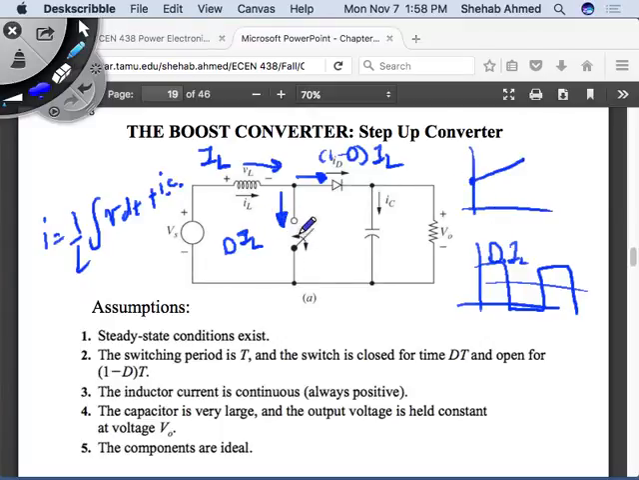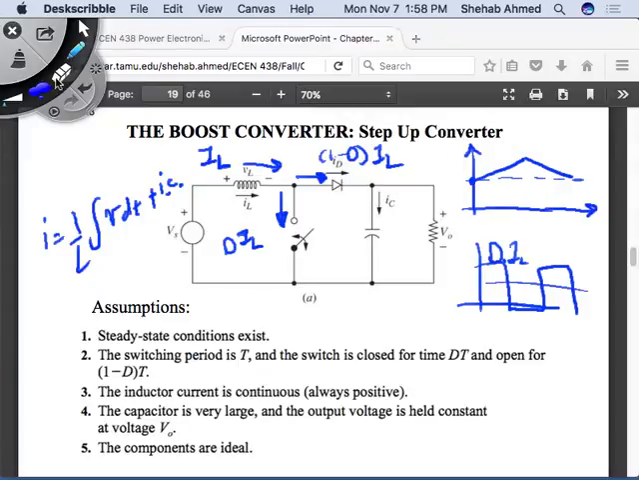And how about when the switch is open? When the switch is open, I have Vs on one side and V output on the other side. Which is bigger? V output is bigger. It's a boost converter, a step-up converter. So it's Vs minus V output, but Vs minus V output is a negative number. If I have a negative voltage across the inductor, what will happen to the inductor current? It will ramp down. Do we agree? Everybody is fine with this?